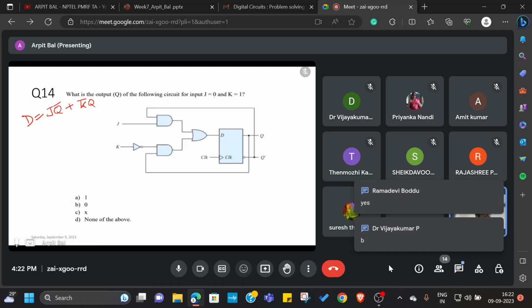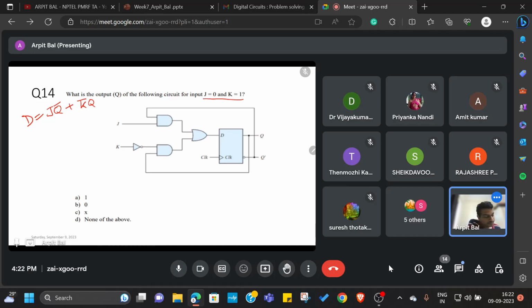Okay, so what is the information that is given to us? J equals 0 and K equals 1. So if J equals 0, then this term becomes 0. If K equals 1, then this term becomes 0. So D is equal to 0. What will be the output of the following circuit? Once the clock is high, the Q is going to be 0. So the only thing here we needed to figure out is the equation for D.